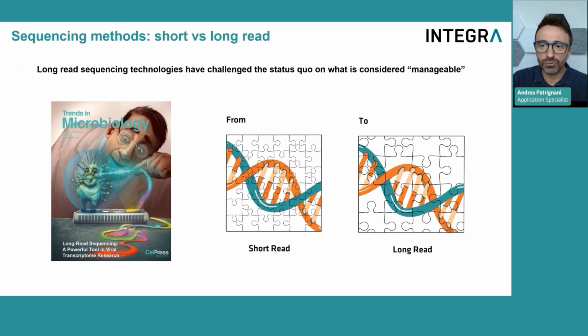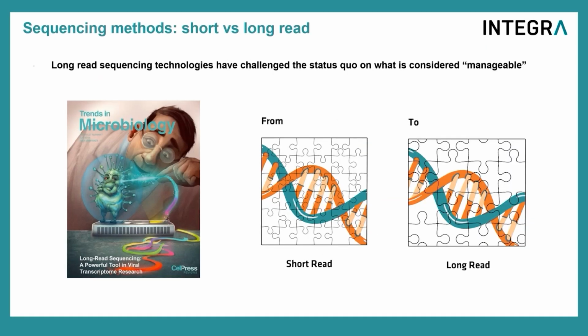If we take the analogy of a puzzle, short read sequencing is like a 1,000-piece puzzle, while long read sequencing is comparable to a children's 20-piece puzzle, both presenting the same image. On this journal's cover, you see an illustrated example of the advantage of long-read sequencing, which can provide immediate and complete information about the entire sequence of a pathogen. This is indeed a powerful tool for clinical settings.